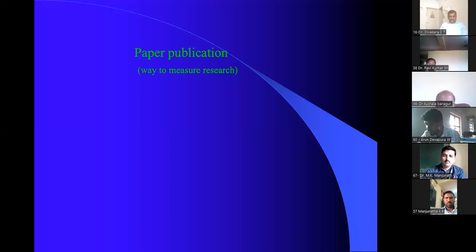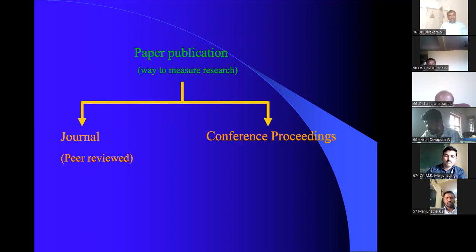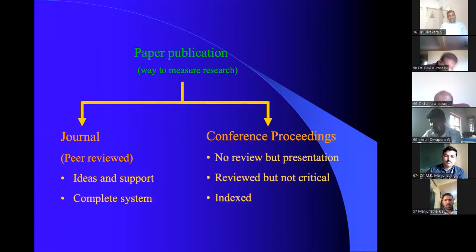Anyway, publishing a paper is a method of measuring the research outcome. So it measures both quantitatively as well as qualitatively. Basically, there are two types of publications. One we call journal peer reviewed. Another one we call conference proceedings. In conference proceedings, generally we have the following three levels.